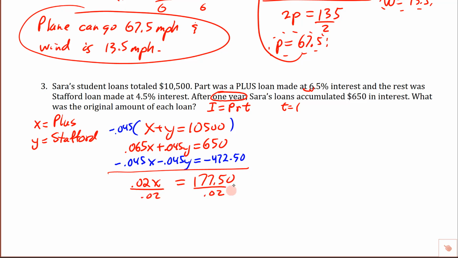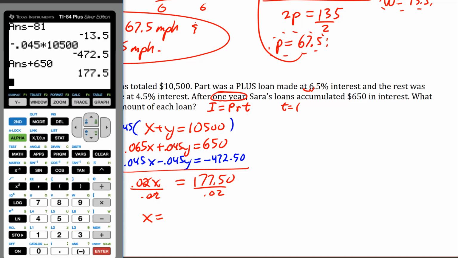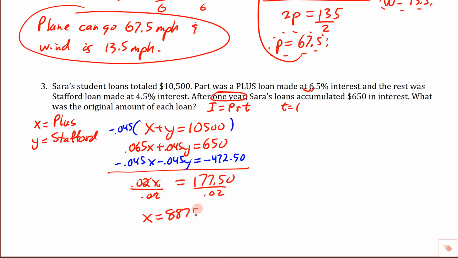0.02, 0.02, and those are going to cancel, so we end up with x is equal to, grab that calculator again, and I'm just going to hit divide because that is the last number that was in there, divide by 0.02, and we get 8875. So we're going to go ahead and take that one, and probably the best place to plug this one in, of course, is that first one right here, because there are very small coefficients and no negatives here.